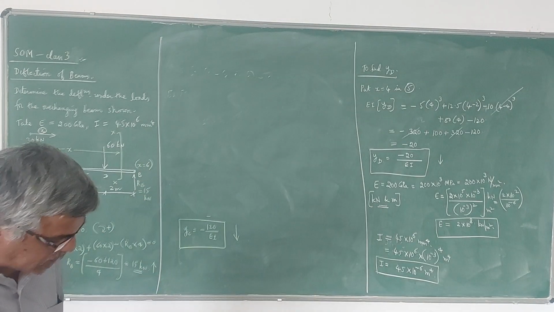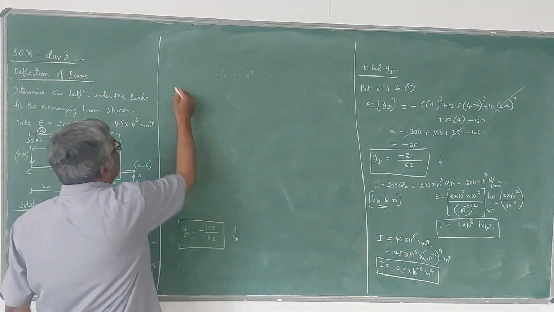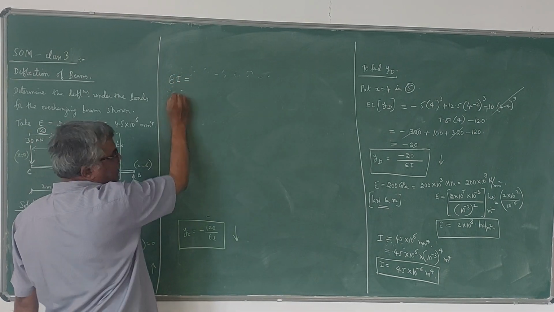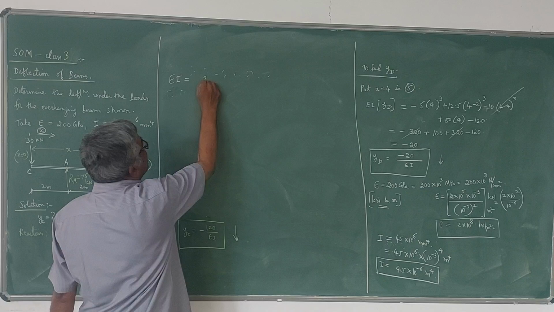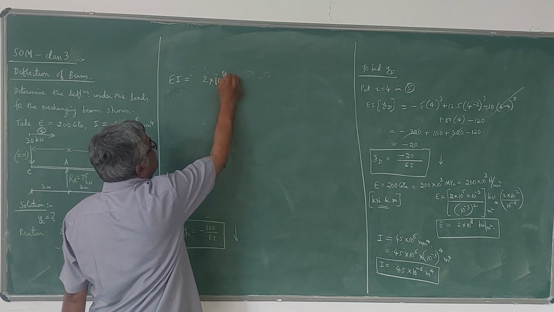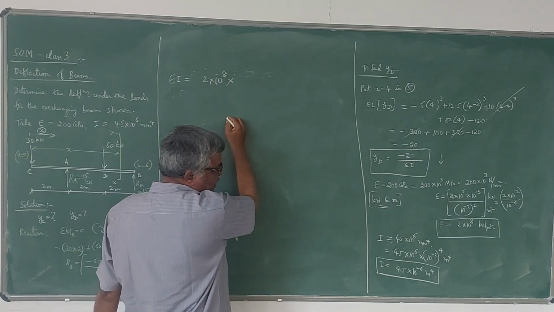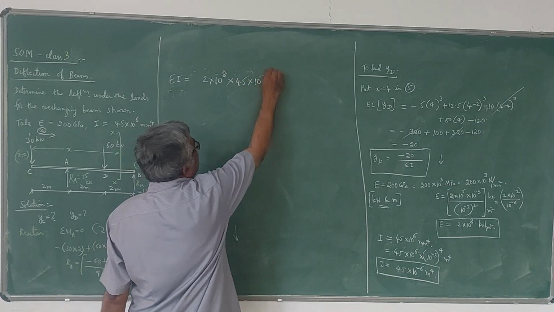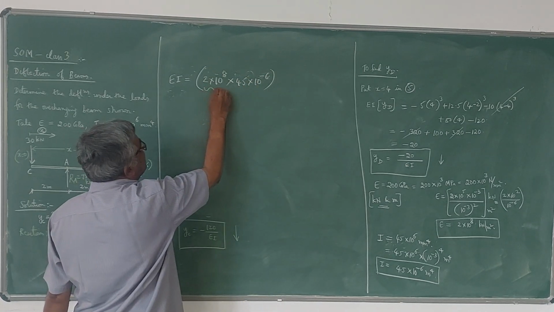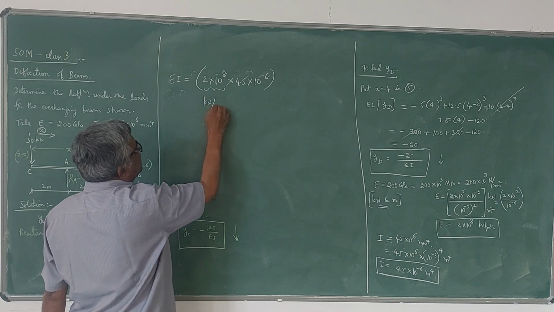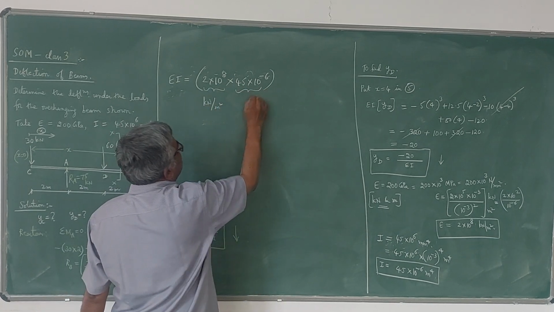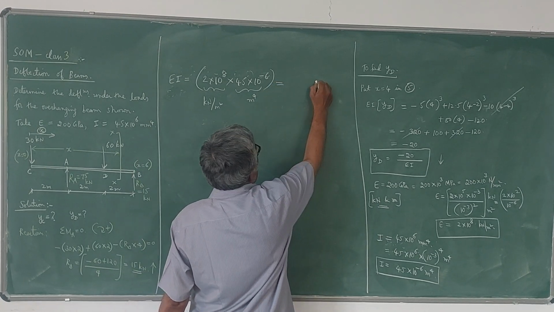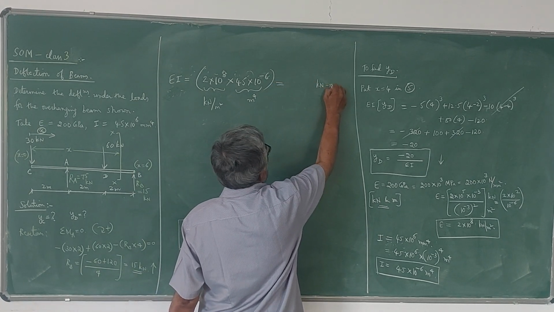So now I need the value of E into I. E into I is called the flexural rigidity of the beam. E is 2 into 10 power 8, into I is 45 into 10 power minus 6. So please see that this is in kilonewton per meter square, and this is in meter power 4. If you multiply, you will get the answer in kilonewton meter square.